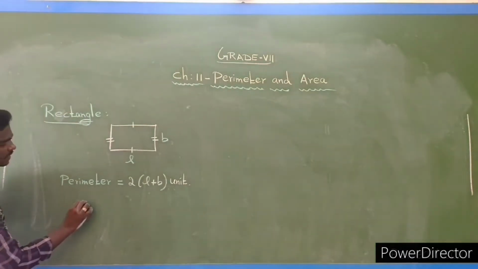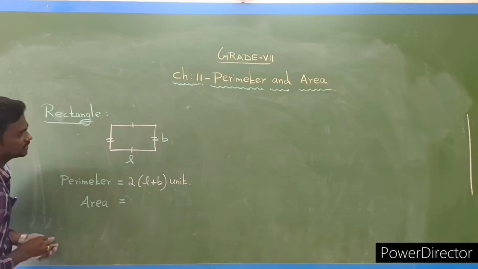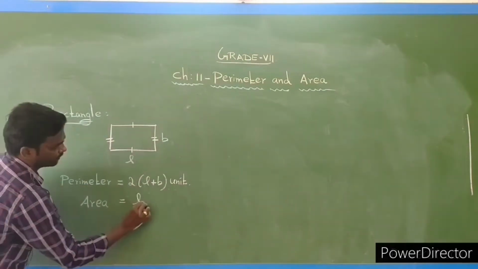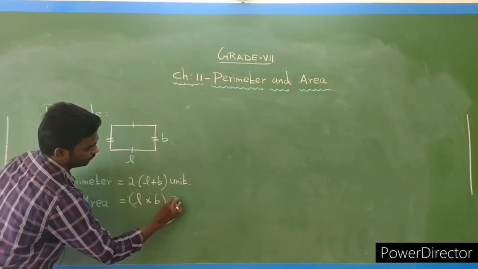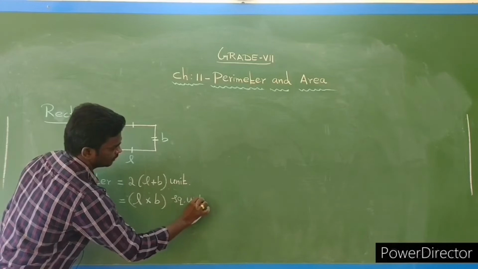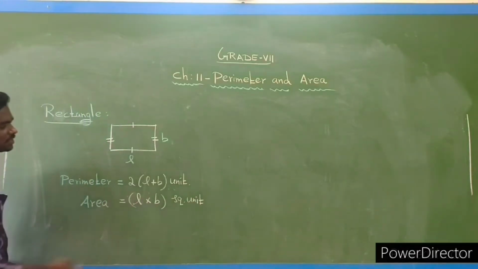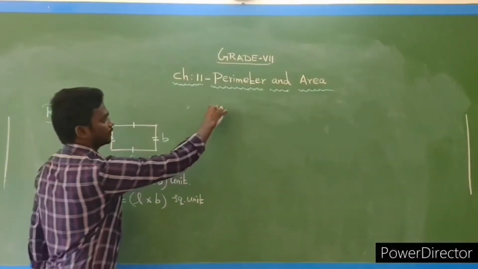Next, what is the area of the rectangle here? Area of the rectangle is equal to length into breadth, L into B. What is the unit? Square units. So, the area of the rectangle is length into breadth square unit. Perimeter of the rectangle is equal to 2 into (L plus B).